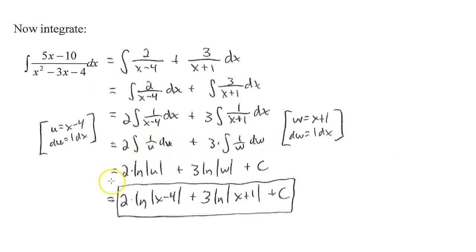And the integral of 1 over u du is natural log of the absolute value of u. We also get a natural log of the absolute value of w here. And finally, we can plug in what the u and the w are. And this is our final answer. Okay, so notice we've used partial fractions to help us integrate this rational function.